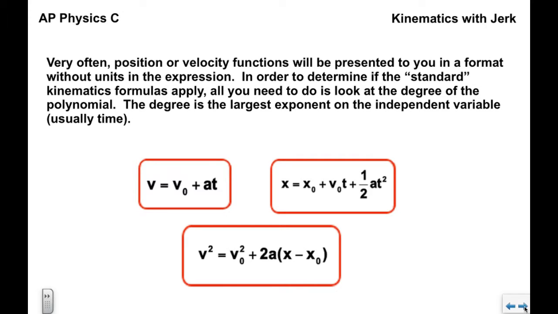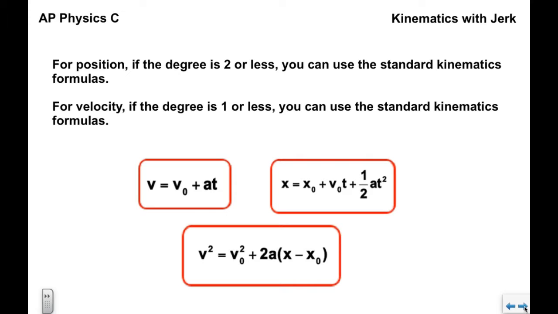Now, very often this year, position or velocity or acceleration functions will be presented to you in a format without units in the expression. In order to determine if the standard kinematics formulas apply, all you need to do is look at the degree of the polynomial. The degree of the polynomial is the largest exponent on the independent variable, which in these cases is usually time.